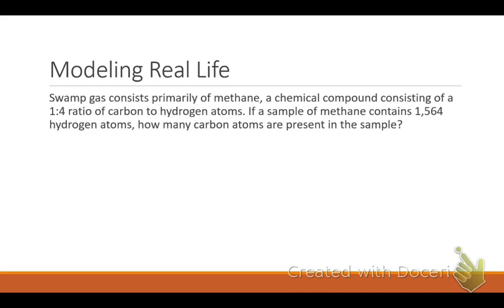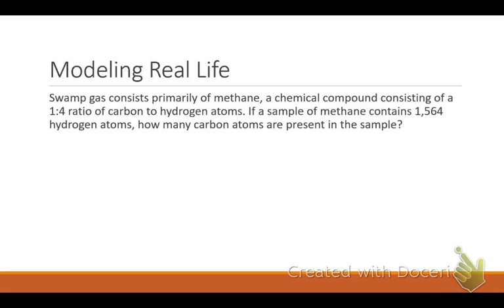Okay, let's see here. I need you to set up a proportion here and solve. It says swamp gas consists primarily of methane, a chemical compound consisting of a 1:4 ratio of carbon to hydrogen atoms. That tells you which number stands for carbon and which one is hydrogen atoms. It needs to match up on the other side. If a sample of methane contains 1,564 hydrogen atoms, how many carbon atoms are present?